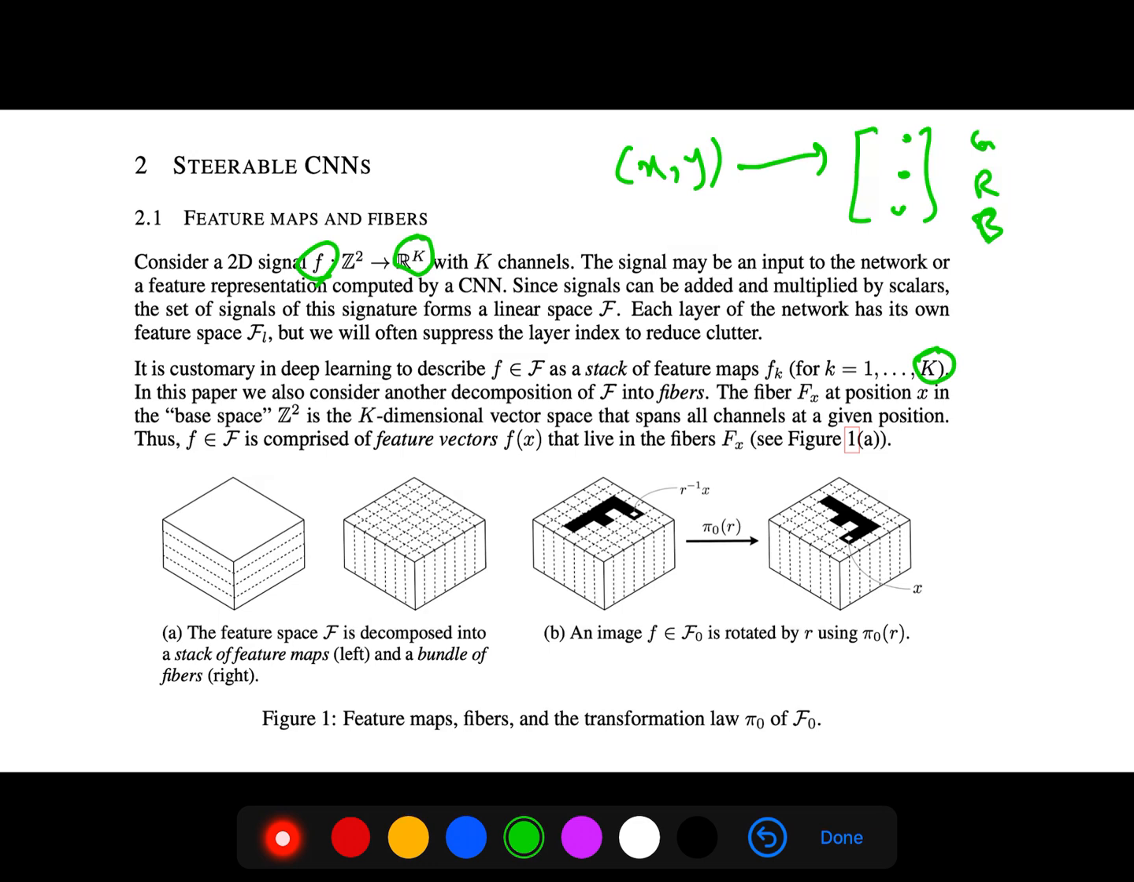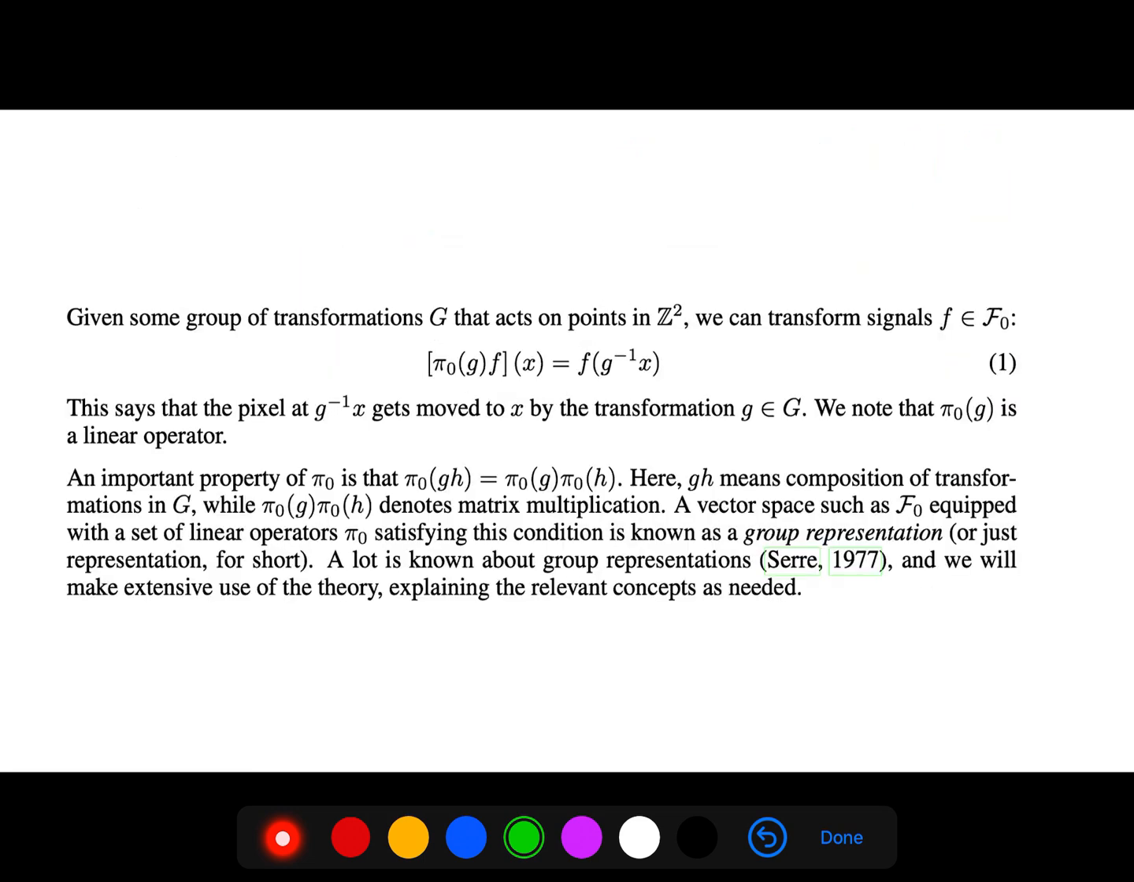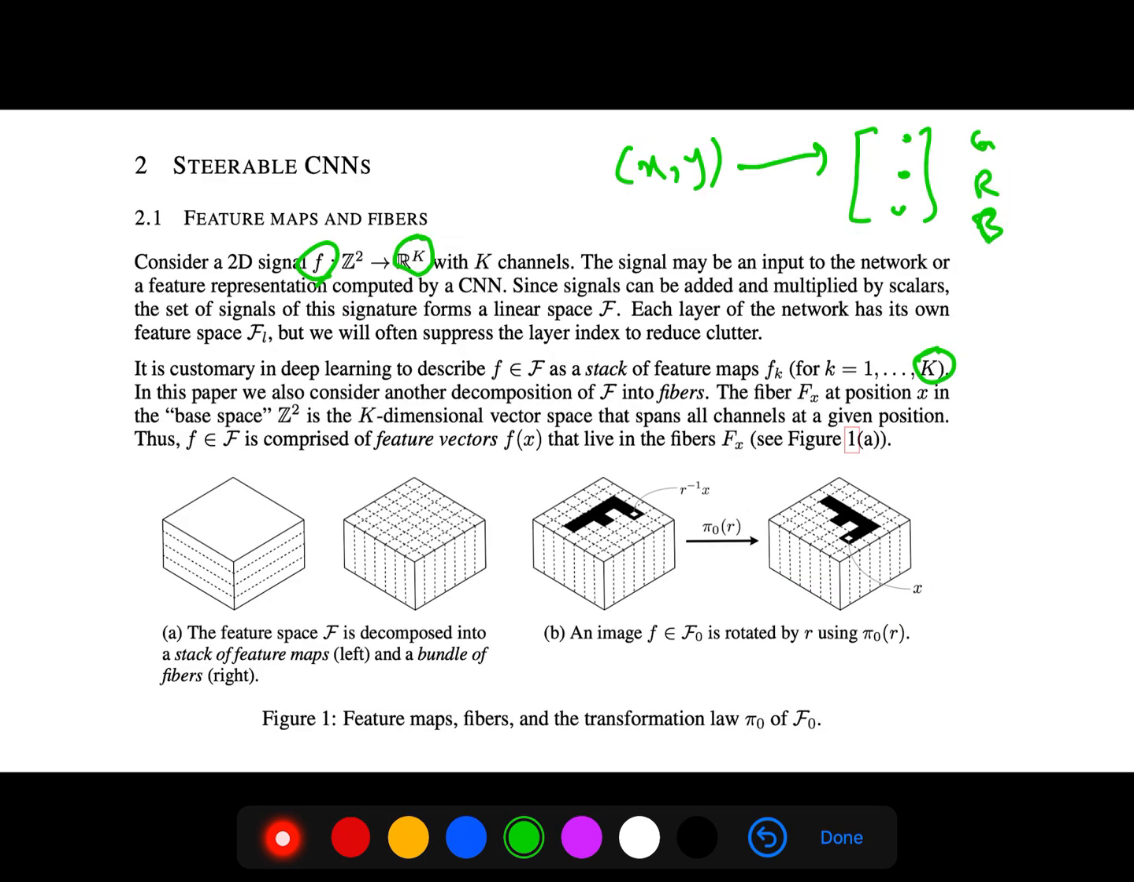In this paper, we also consider another decomposition of F into fibers. The fiber at position x in the base is the k-dimensional vector space that spans all channels at a given position. Of course, there is an interesting paper called "Misusing Equivariant Neural Networks", saying that sometimes we have redundancy in all of these features. We have k channels, which means k feature maps. You should take the correlation, and if they are very correlated to each other, then they are redundant.